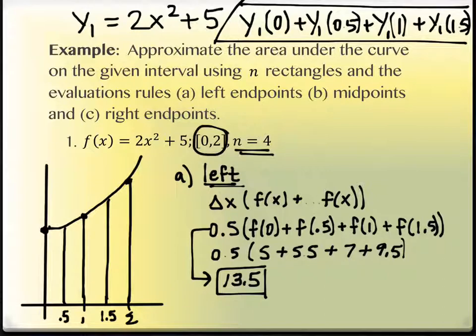Okay, so part B is to do the right endpoint. So in terms of our picture, we're going to find out that we have, well, I guess this is part C. I'm doing them out of order. I still want to do the right endpoint next. So we'll do C first.